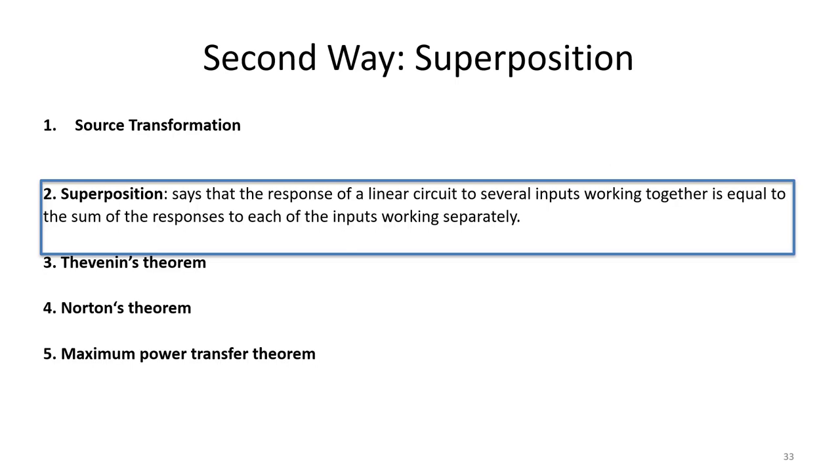So superposition, by definition, tells us that the response of a linear circuit to several inputs working together, that response is equal to the sum of the responses to each input working separately. Let's look at an example here. So suppose I had a resistor connected to 2 voltage sources.